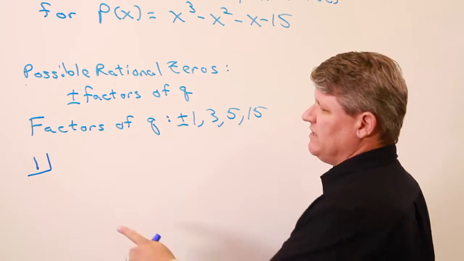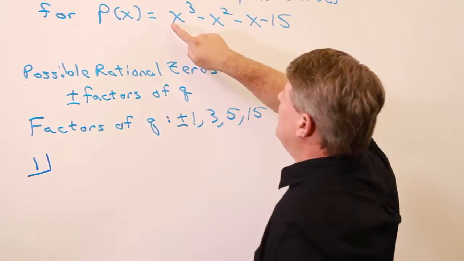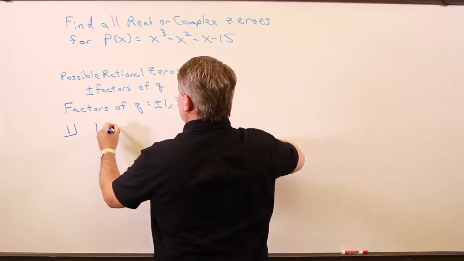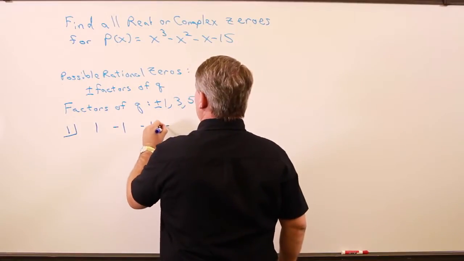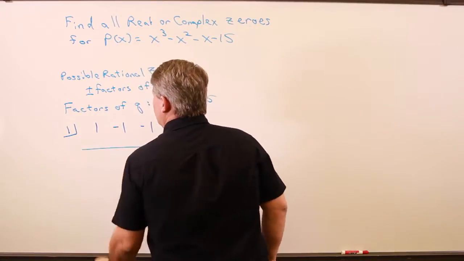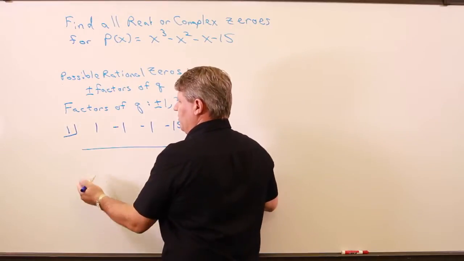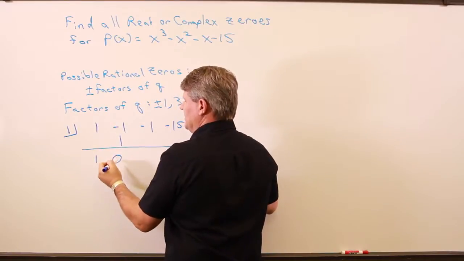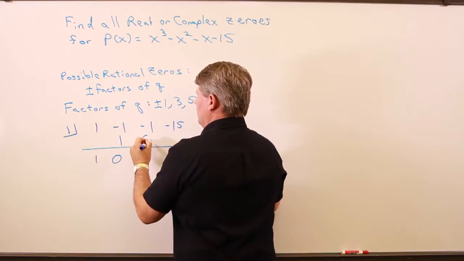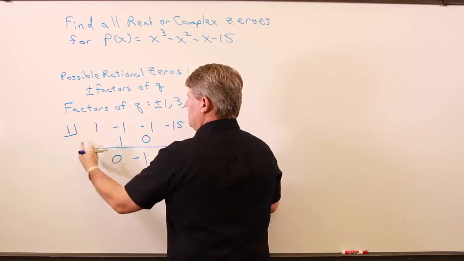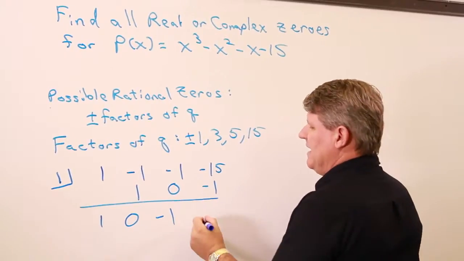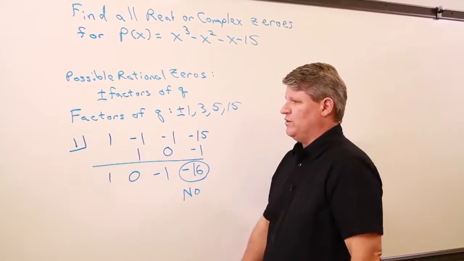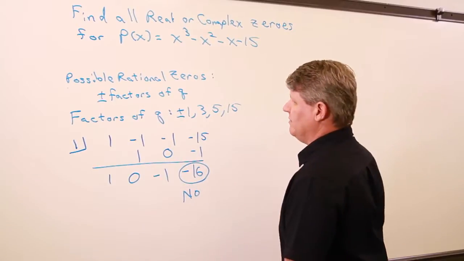For instance, if we use synthetic division for positive 1, I write down the coefficients for p, which are positive 1, negative 1, negative 1, and negative 15, and perform my synthetic division. I bring my 1 down, and we multiply. Negative 1 and positive 1 is 0. 0 times 1 is 0. Negative 1 gives me negative 1. And I end up with negative 16 as my remainder. Well, that's not a 0, so positive 1's no good. We have to try something else.